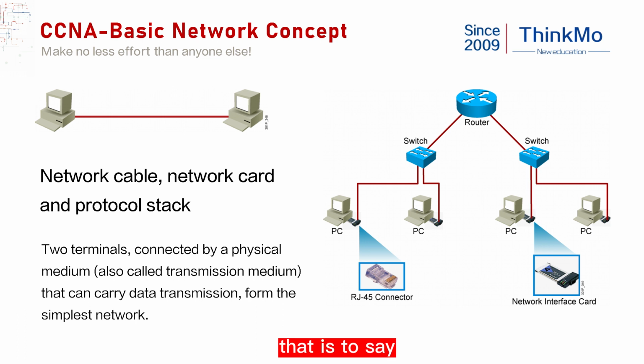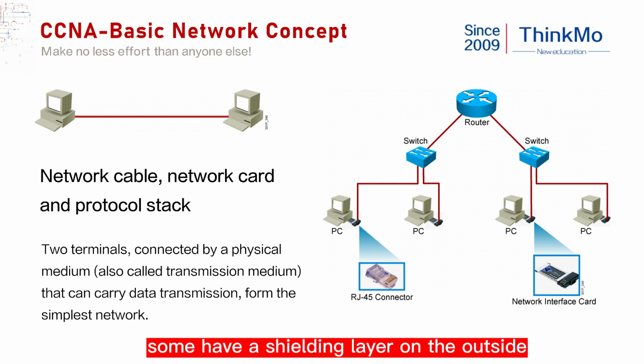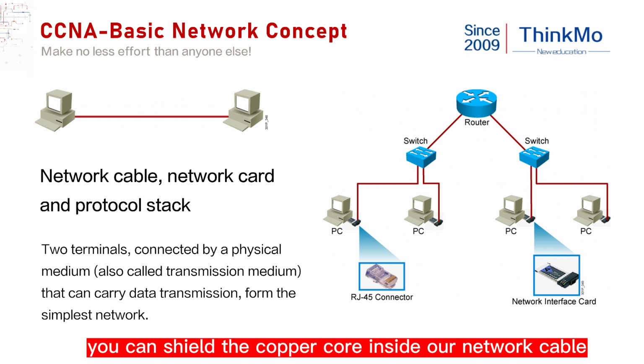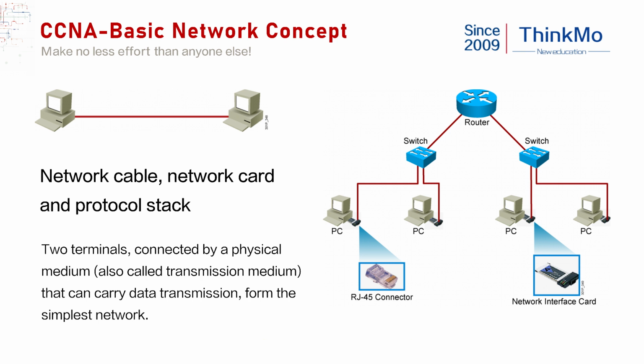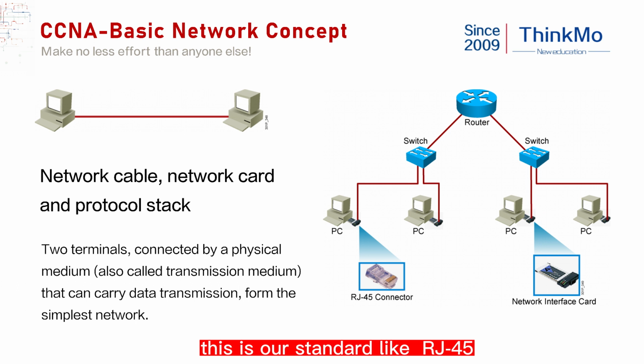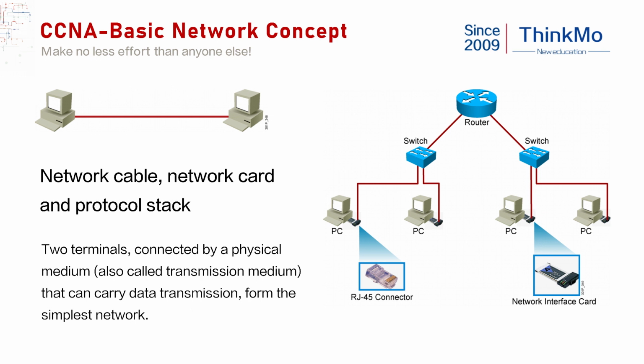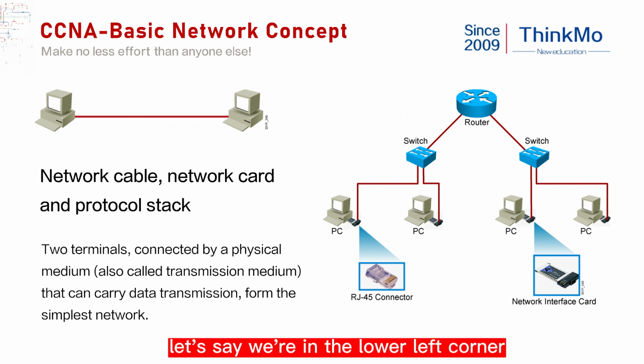some have a shielding layer on the outside that can shield the copper core inside our network cable, so that when transmitting data there is less interference from electrical signals. This is a standard like RJ45. For RJ45, just know it's a crystal head. Alright. Later we will meet another. Let's say in the lower left corner, have you seen this thing?